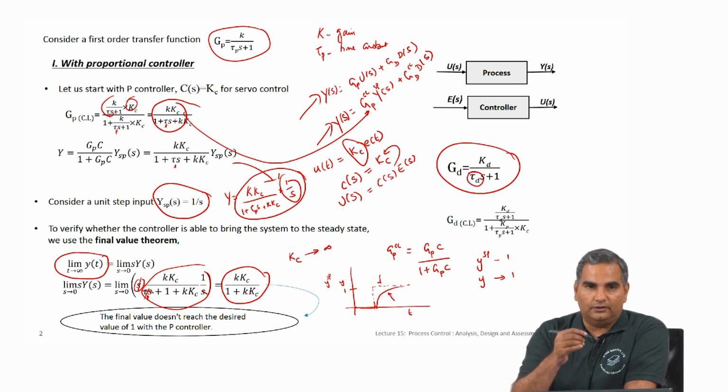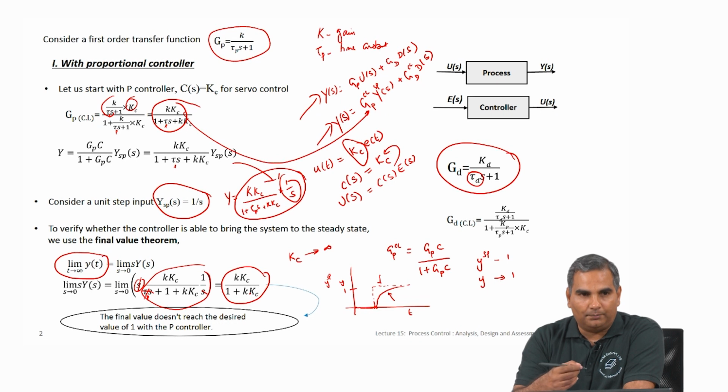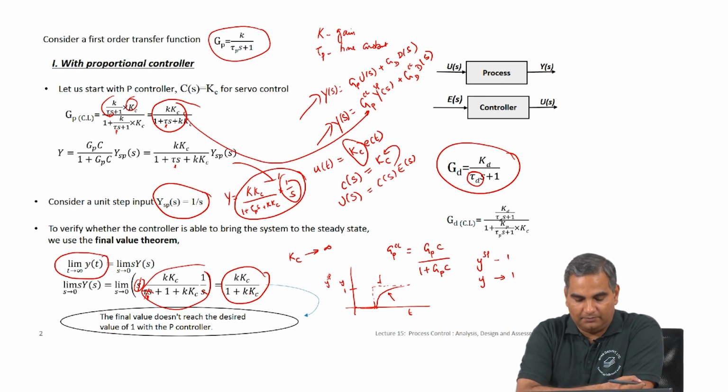Okay. So, this illustrates what people call offset in a proportional controller, which says that whatever you do with a proportional controller, there will always be a minor offset between the true value that you want the output to take and the actual value it takes. And the offset can be small or large depending on the values of k and Kc, but for sure, whatever be the value of k, which is the natural gain of the process, as long as you make Kc larger and larger, this offset will keep coming down.